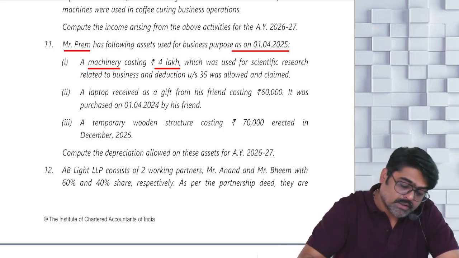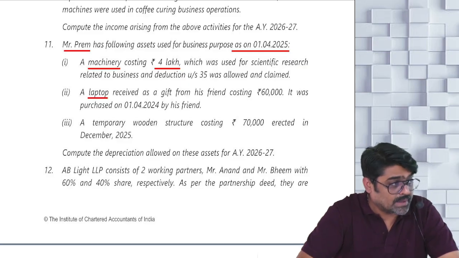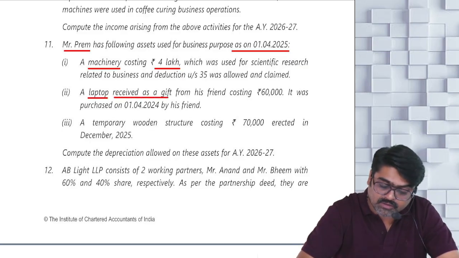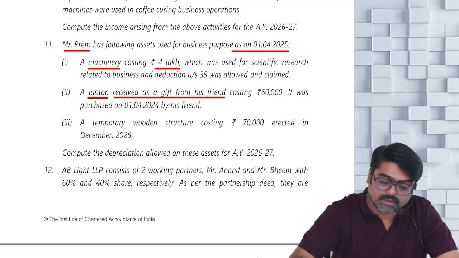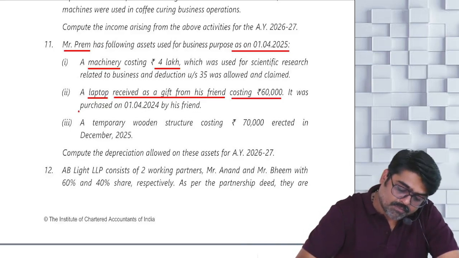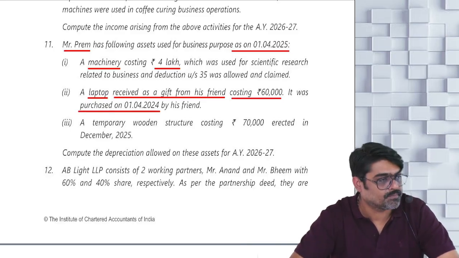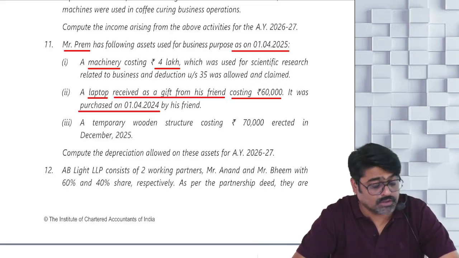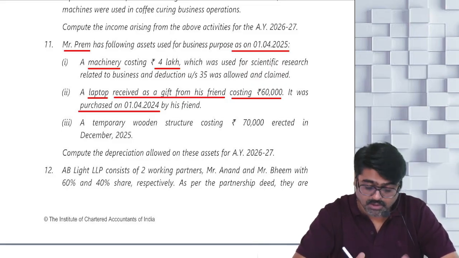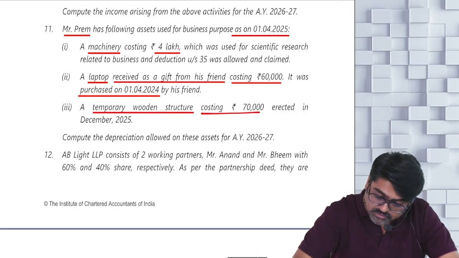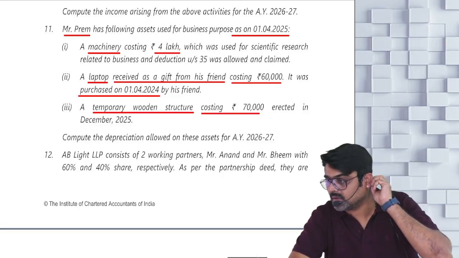Very good. In his business he is using a laptop also, which he did not purchase. The laptop was received by him as a gift from his friend, and the friend acquired it for 60,000 on 1st April 2024. It was given to him and he is using this laptop for his business. A temporary wooden structure costing rupees 70,000 was erected in December 2025.